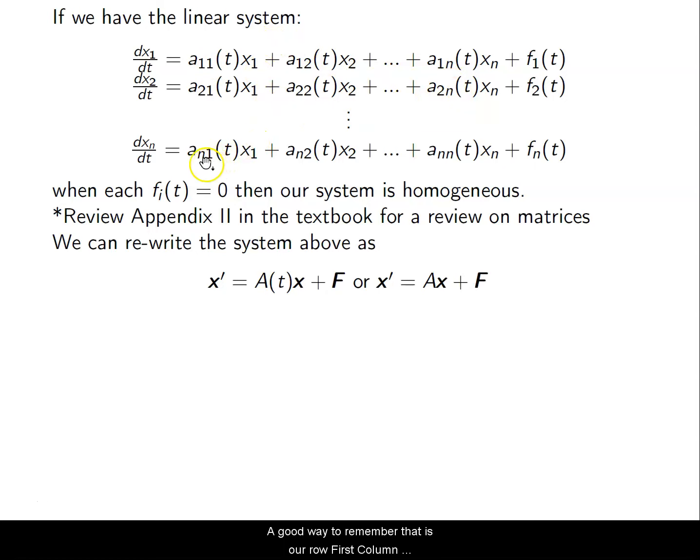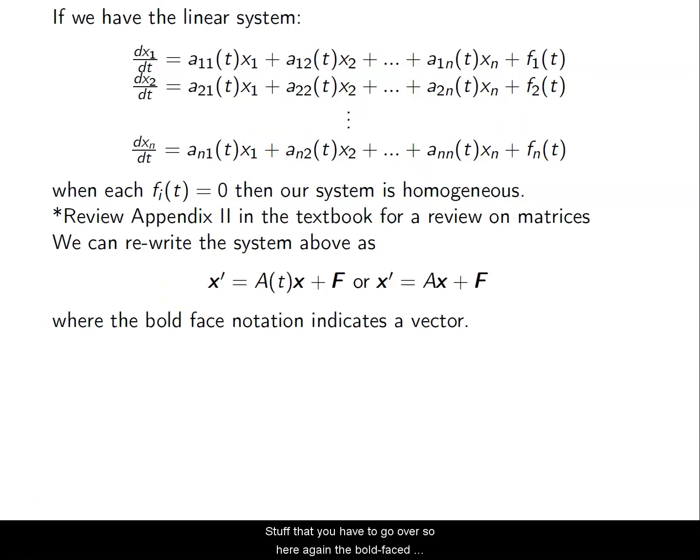A good way to remember that is R, row first, column second. RC, RC, row, column, RC, cola, remote control, right? The R is first, the row number is first, the column number is second, okay? It's not super important here, but that is important for linear algebra stuff that you have to go over.